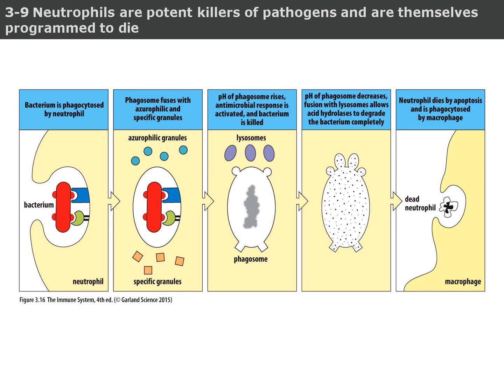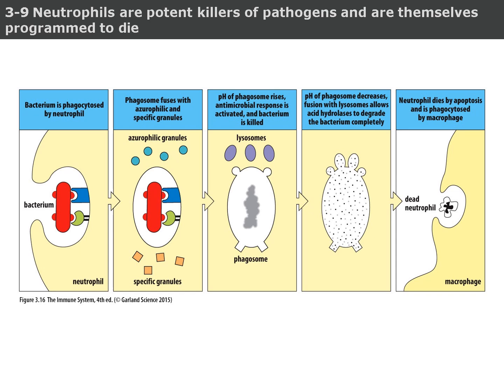The process begins when a neutrophil engulfs a bacterium, forming a membrane-bound compartment known as a phagosome. This phagosome then fuses with 2 types of granules inside the neutrophil: azurophilic granules, which contain antimicrobial substances, and specific granules, which contribute to the killing process.